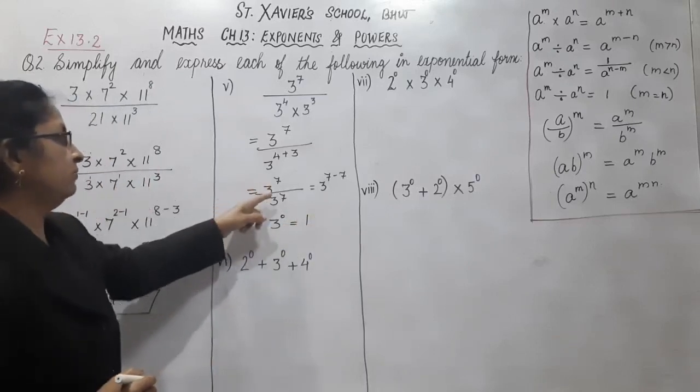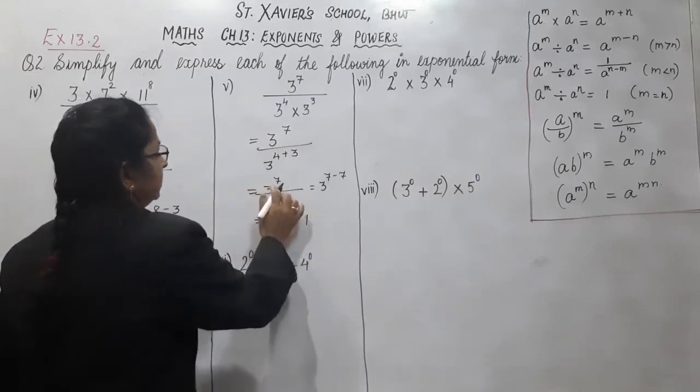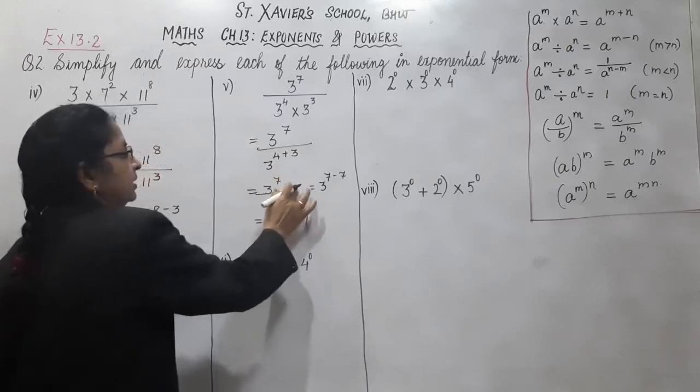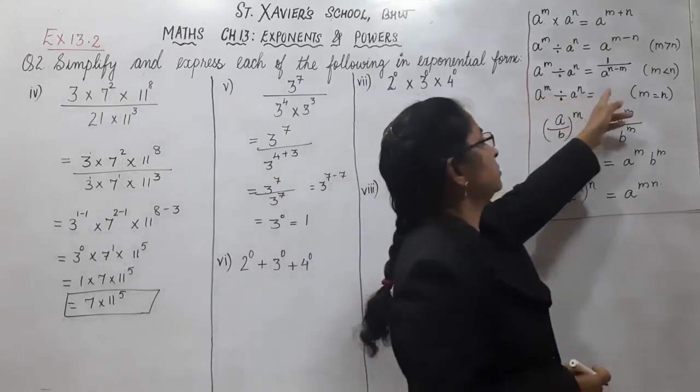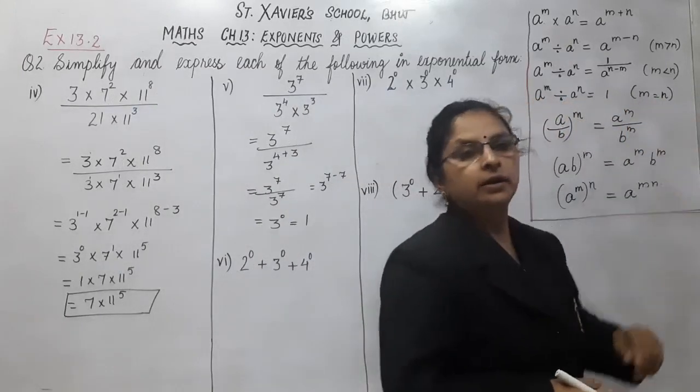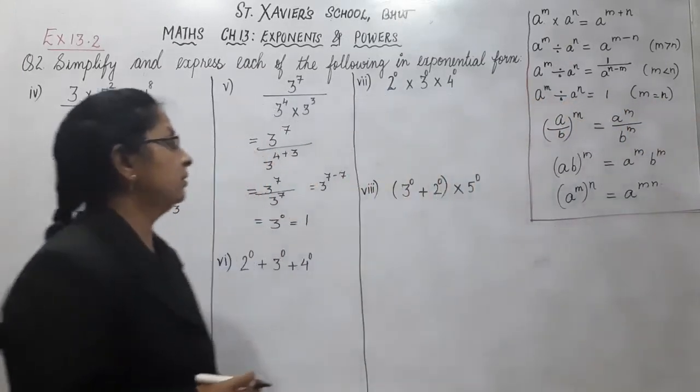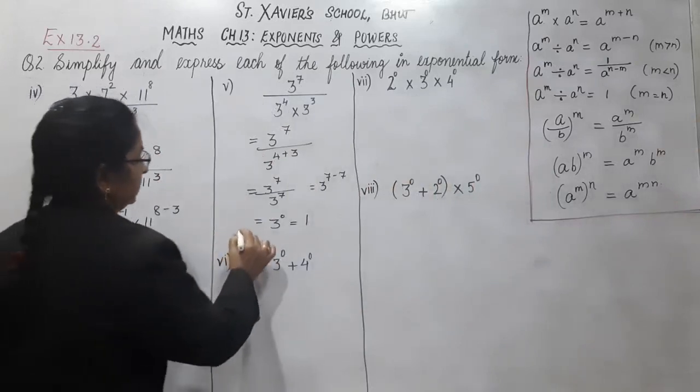Even otherwise directly we can say 3 raised to 7 upon 3 raised to 7. If both the terms are same, then the answer will be 1. A raised to m divided by a raised to n is equal to 1 if m and n are equal. Based on that law, we are writing the answer. Okay.